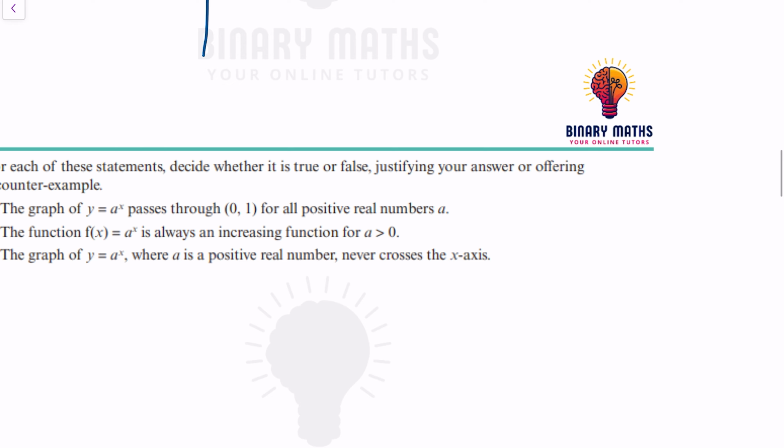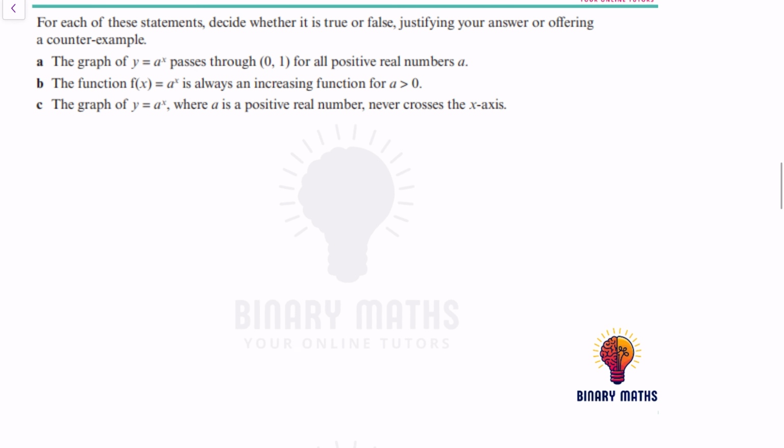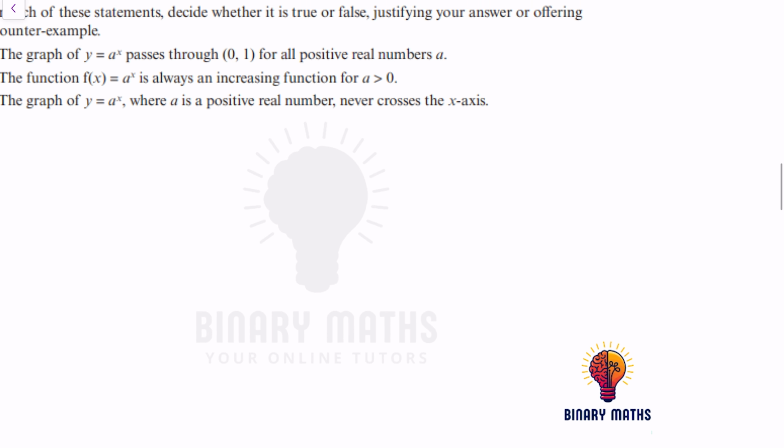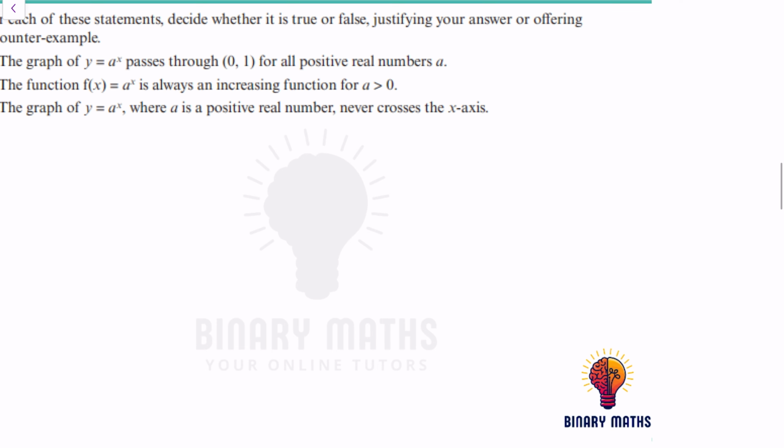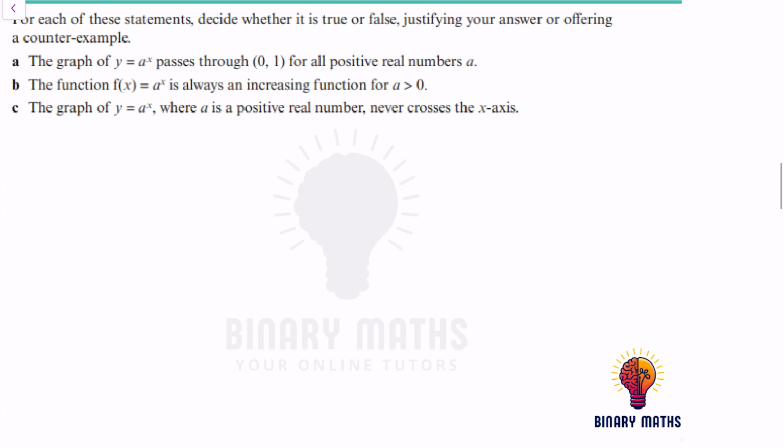Okay. For each of these statements, describe whether it is true or false, justifying your answer, offering a counterexample. Okay, so A. The graph of y is equal to a to the power of x passes through 0, 1 for all positive real numbers a. Okay, is this true?